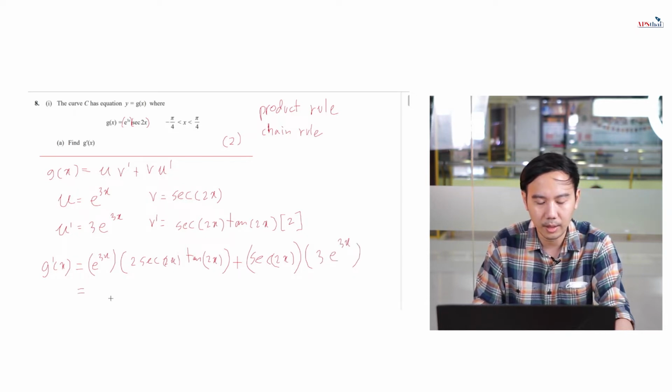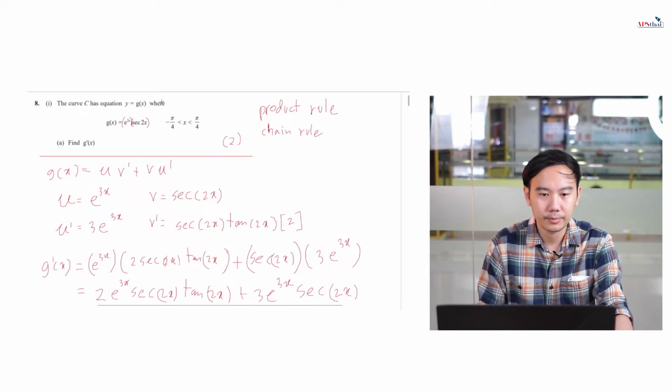So we can do a little bit of rearranging so that things can look a bit prettier. I'm going to take 2 in front from this term, and then e to the 3x, and then I have sec 2x tan 2x. Actually, I think I have a little bit of extra bracket over here that I'm going to take out. And then for this term it is going to be 3e to the 3x sec 2x, and that is the answer for the first question. So now we are done with question 1a.